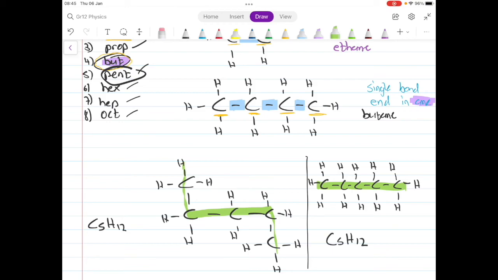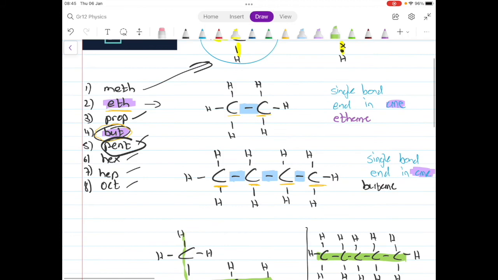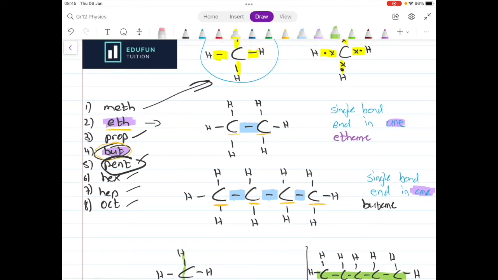Right, so getting to grips with the continuous chain, as well as knowing 1, 2, 3, 4, 5, 6, 7, 8. You don't really need to know more than that. If you do, 9 is non and 10 is dec. Obviously, non is 9, dec is 10, and that's essentially it from there.